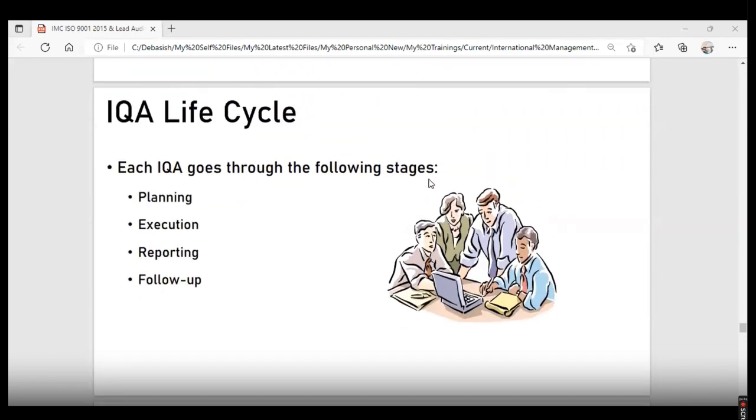What we discussed till now is the background of an internal audit. Now we are going to talk about the internal quality audit life cycle. Each internal quality audit, IQA in short, ideally goes through the following stages: planning of the audit, execution of the audit, reporting the audit, and follow up on the audit.